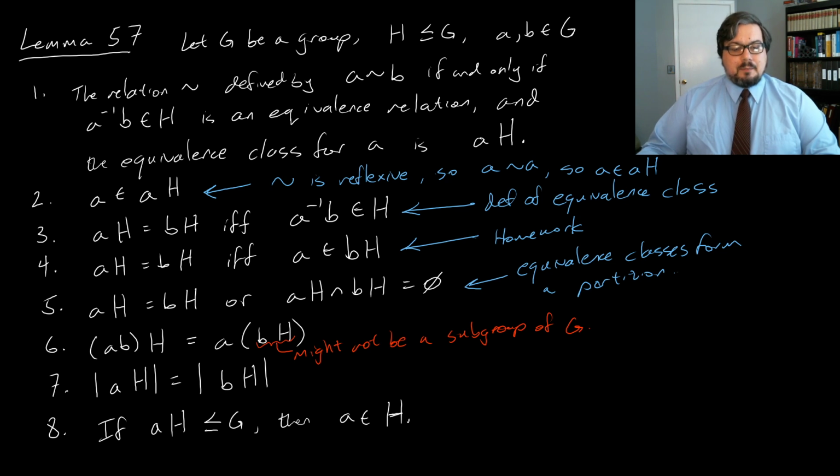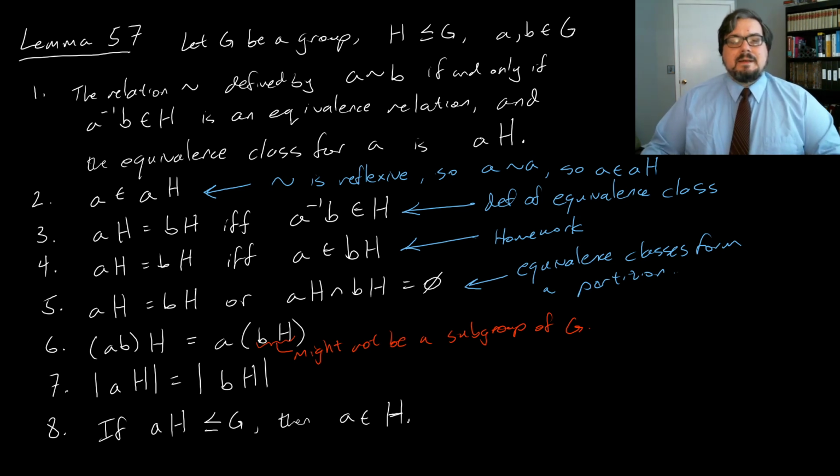All right, and then for part 8, if A times H is a subgroup of G, then A has to belong to H to begin with. In other words, the only coset of H, which is a subgroup of G, is H itself. This is not going to be too hard to show, and it's only going to come up occasionally, but it's a good thing to note.